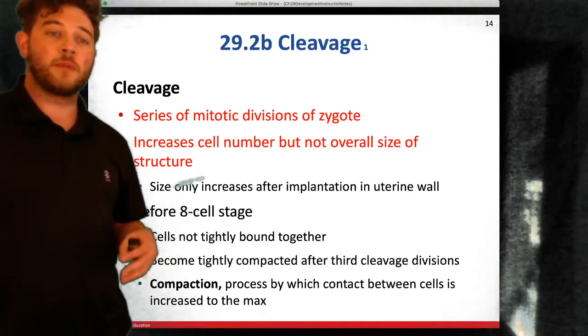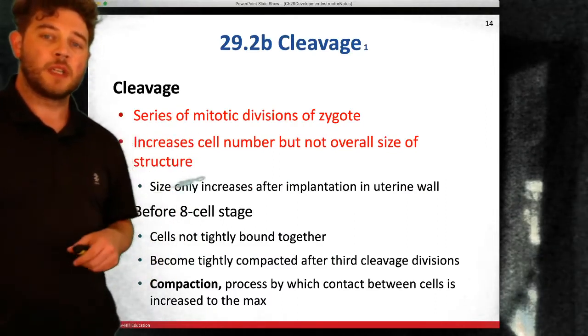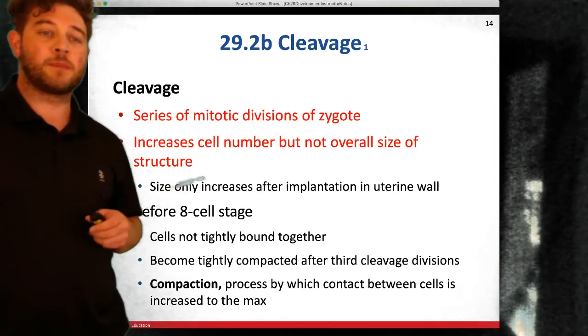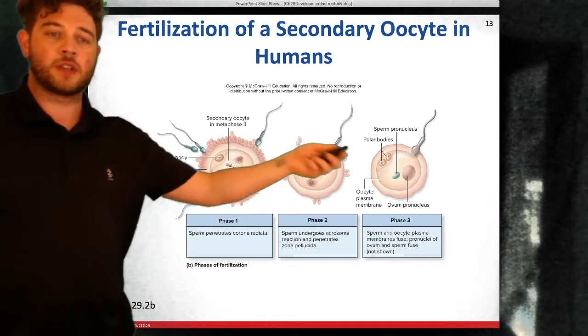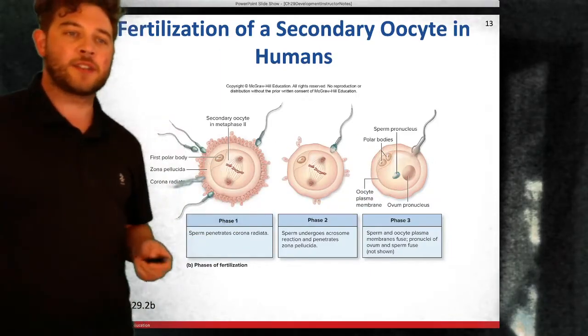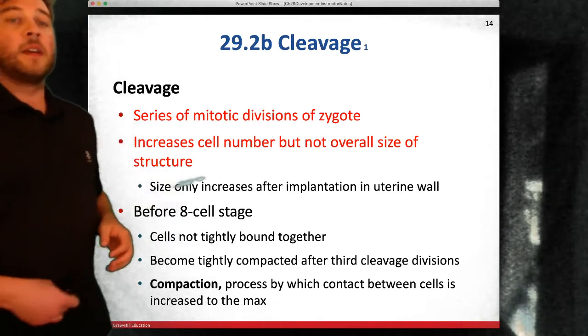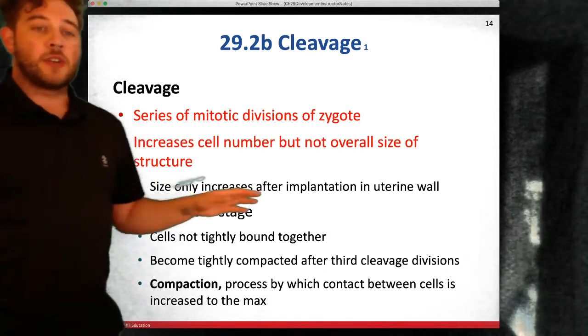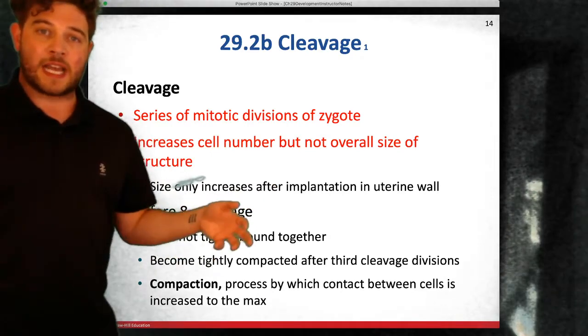Okay, once that has formed, you then go through a series of mitotic divisions called cleavage. The zygote is going to increase cell number, but not overall size. It's going to stay inside that structure, but it will be increasing the number of cells within it. The size only increases after implantation in the uterine wall, which makes sense. You don't want to be increasing size in the fallopian tube.